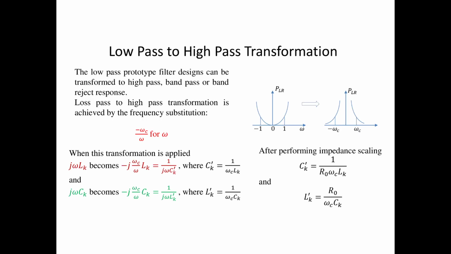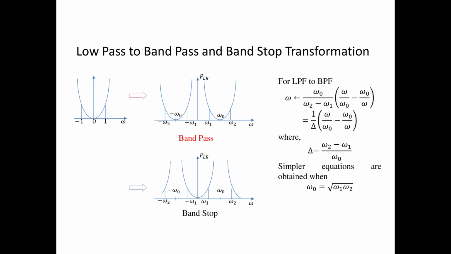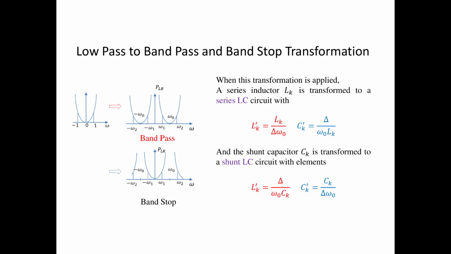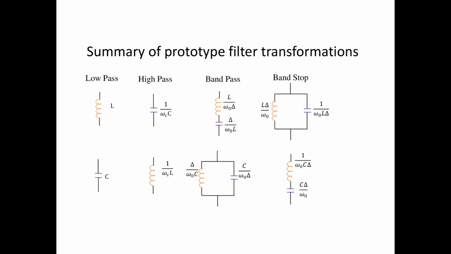So, low pass to high pass transformation. The low pass prototype filter design can be transformed to high pass, band pass, as normally what we studied in digital signal processing. After performing the impedance scaling, we can find Lk and Ck. So low pass to band pass, band stop. That is ω goes to (1/Δ)(ω/ω0 − ω0/ω), where Δ is equal to (ω2 − ω1)/ω0. So similarly for band stop and stop band.